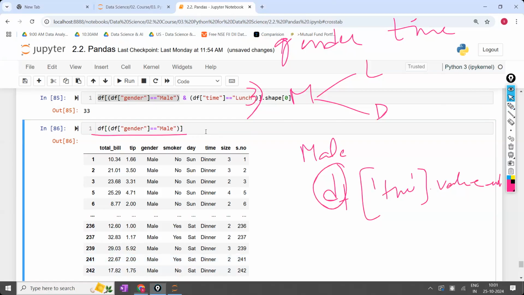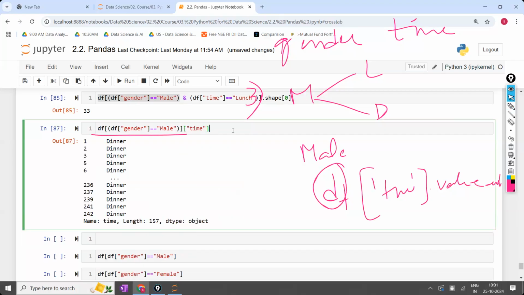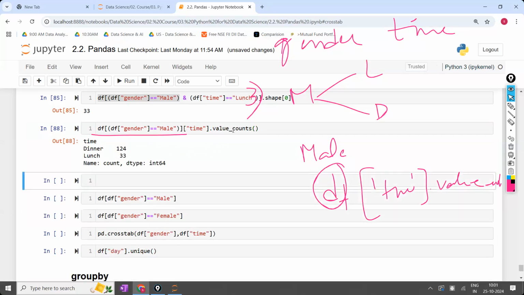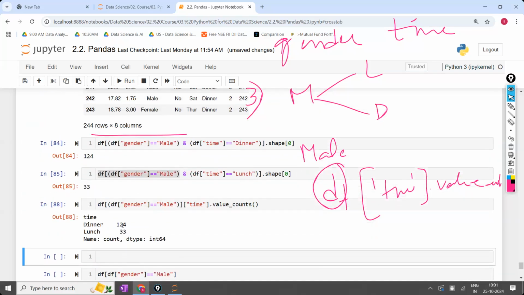So if I add here the time variable separated, for this value counts, is it applied on the overall data or male data? It is only on the male data. And how many males are there in the dinner time? 124. How many of them are in the lunch? 33. Same answer. Is the point clear?